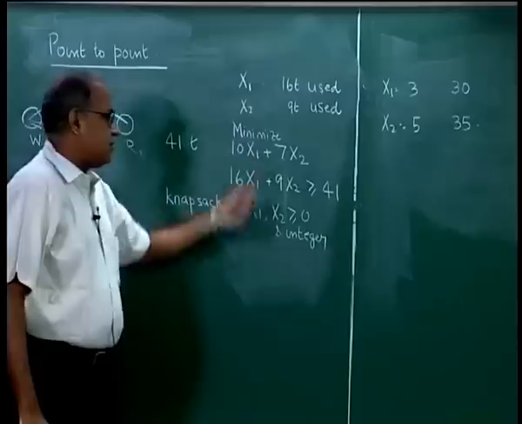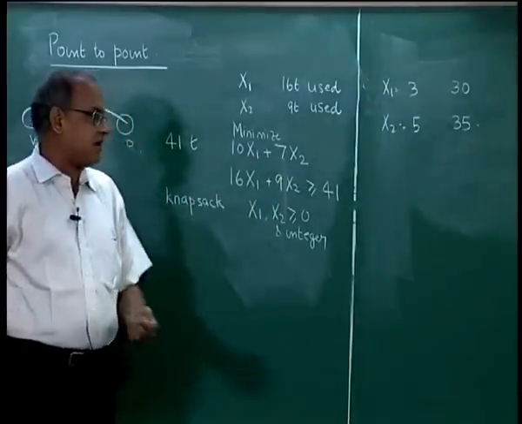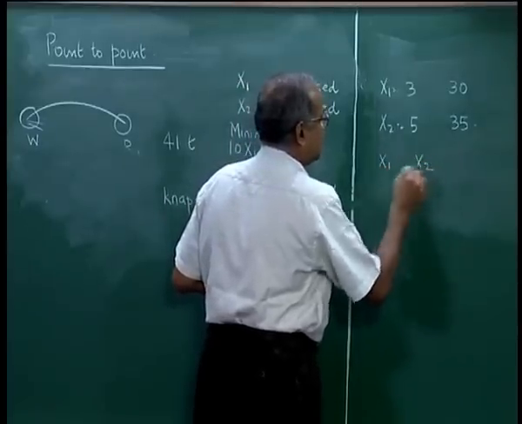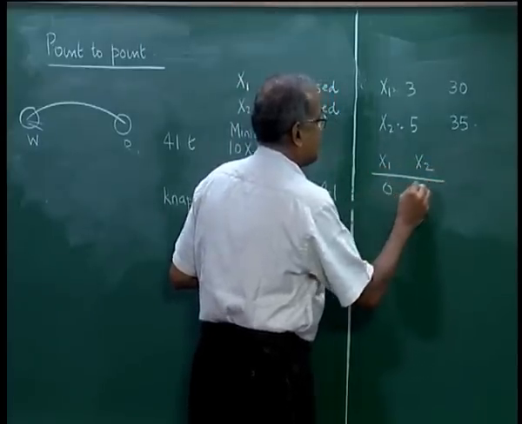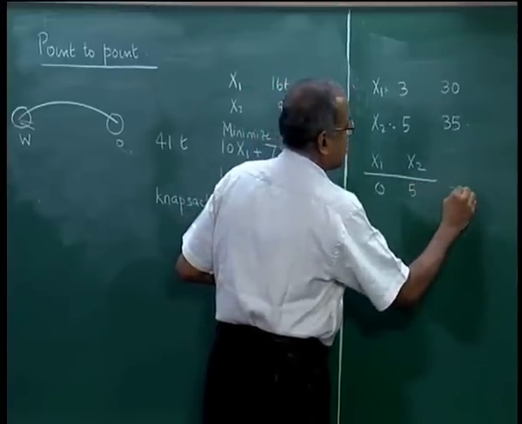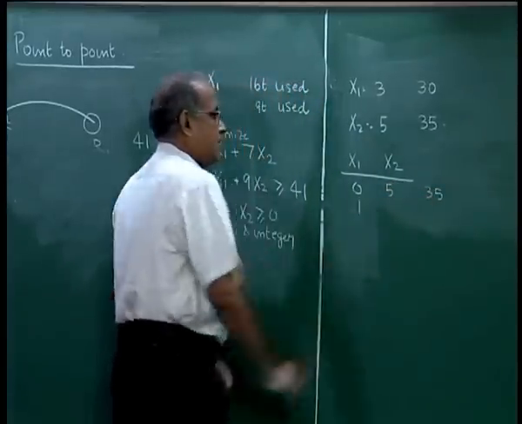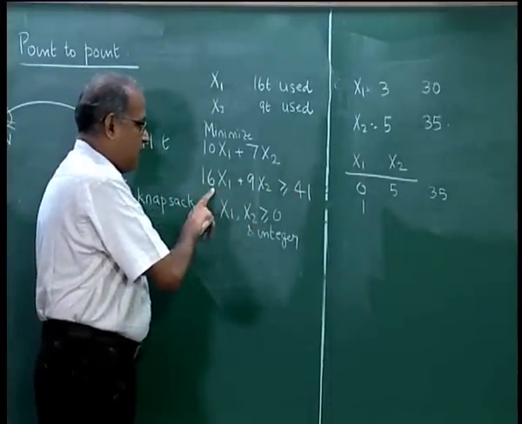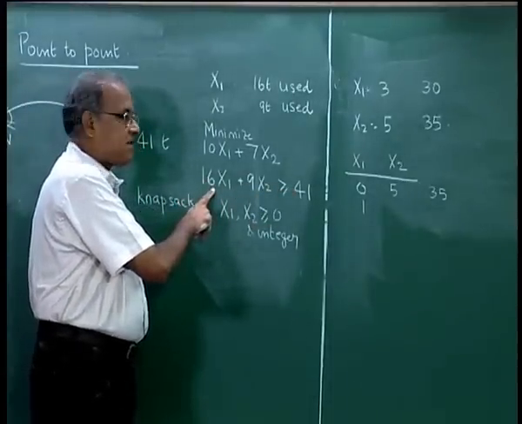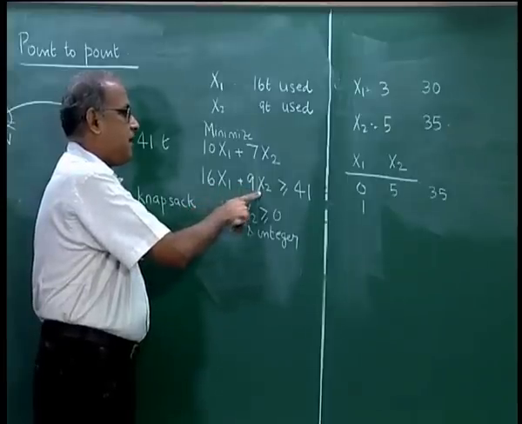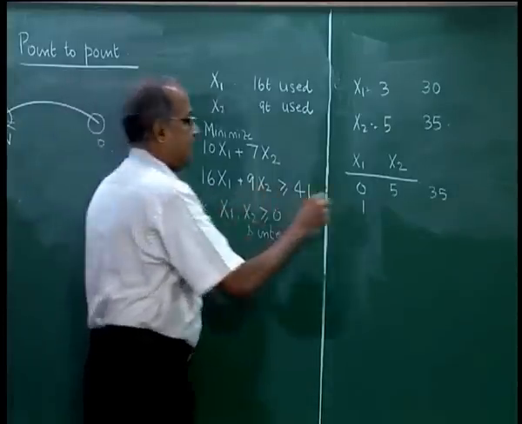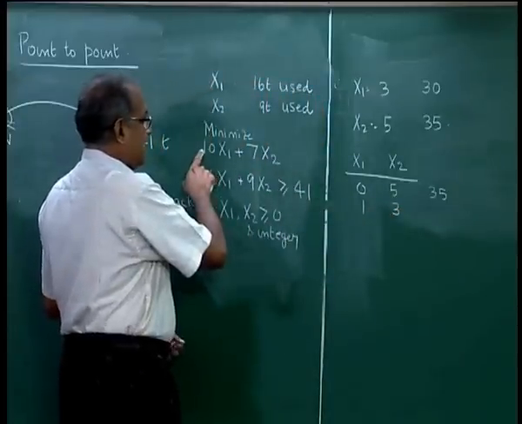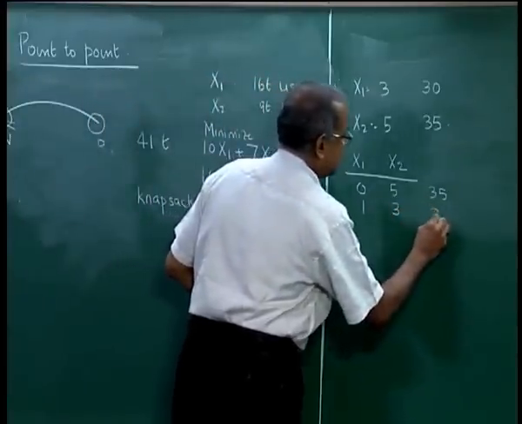So we could simply think in terms of an enumerative algorithm. We can simply enumerate x1, x2. So x1 is 0, x2 is 5, cost is 35. x1 is 1, so then we have 1 here. This would give us a capacity of 16. So from here we need a capacity of 25. So we will have 3 here. So 1 into 10 is 10 plus 21 is 31.